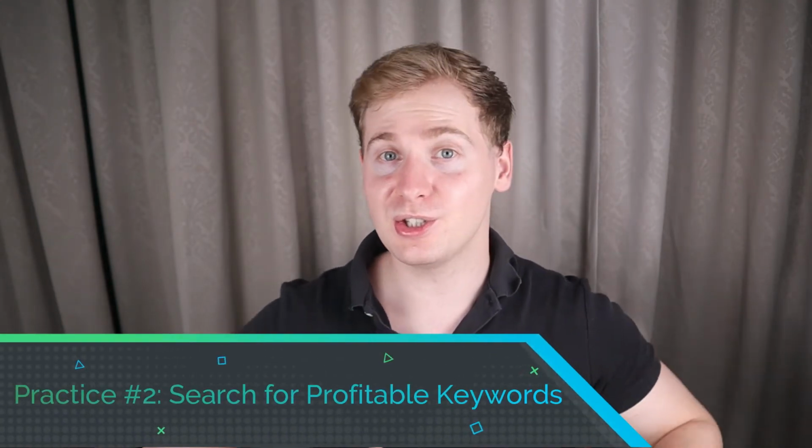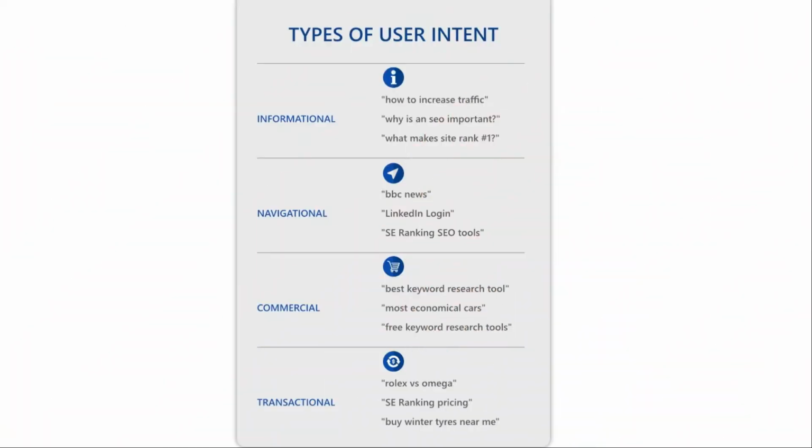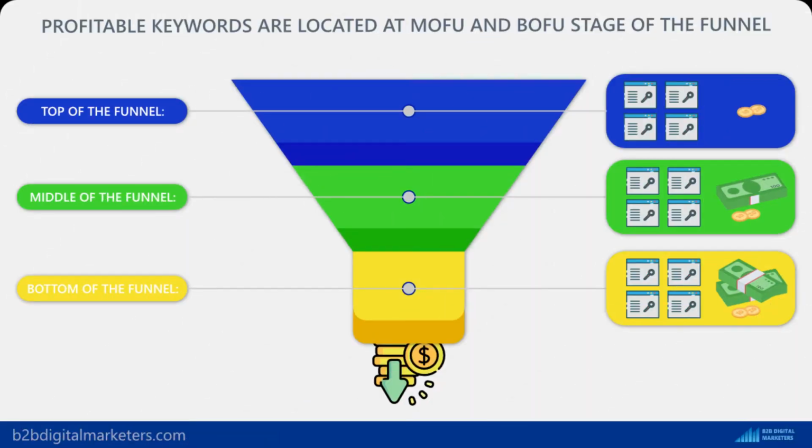The second keyword research best practice for blogging for business is to search for profitable keywords. This will allow you to not only drive organic traffic to your website, but most importantly, leads or sales for your business regardless of your industry. So, after you have generated your topic, niche, and industry clusters, you should have a long list of keywords. So now you need to figure out which are profitable keywords by using the different types of search intent. Profitable keywords are located at the MOFU and BOFU stages of the funnel with commercial, transactional, and navigational search intent.